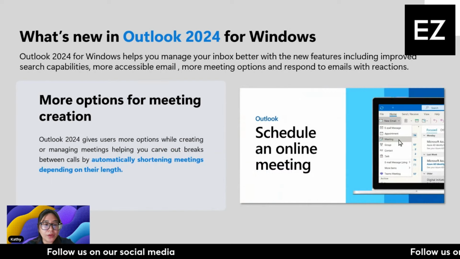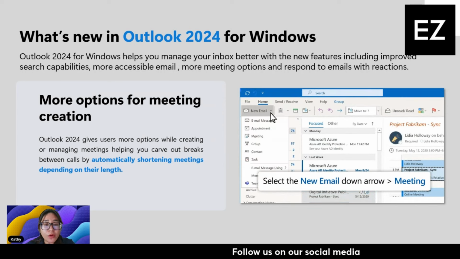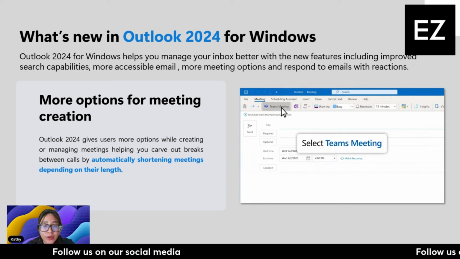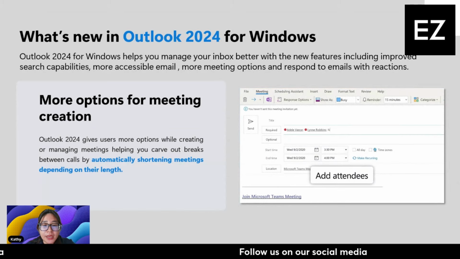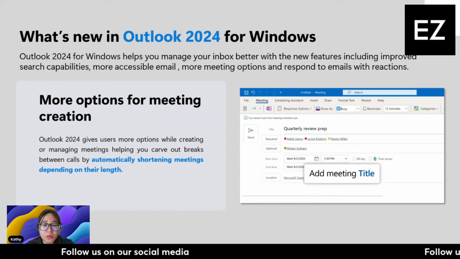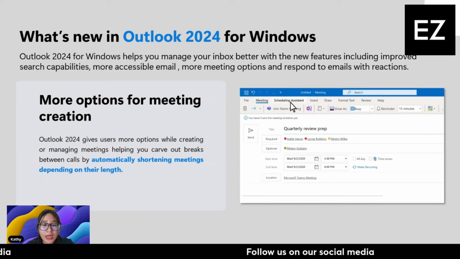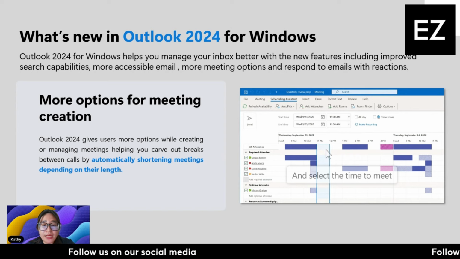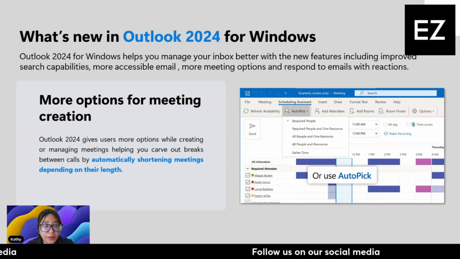Then moving on would be options for creating meetings. When you go to create a meeting, you can select Teams meeting, for example, and then add in your attendees, your optional attendees, the meeting title, start time, and end time. If you want to schedule, use the scheduling assistant, select the time to meet, and set the duration of the meeting, for example.